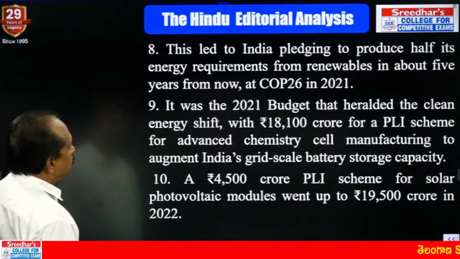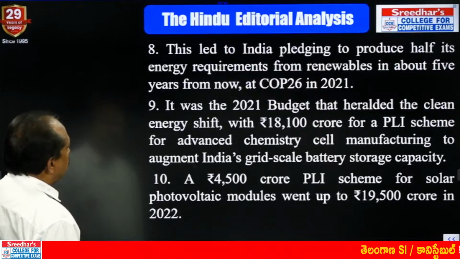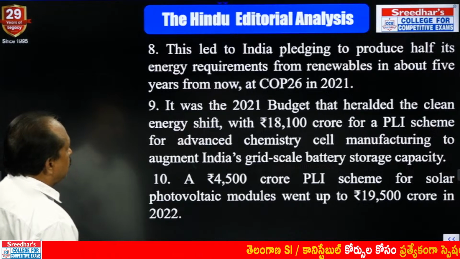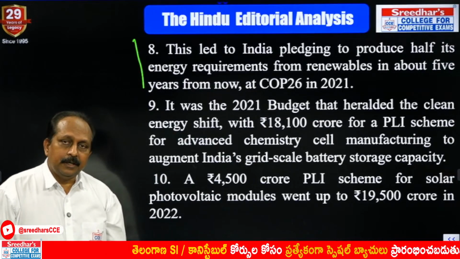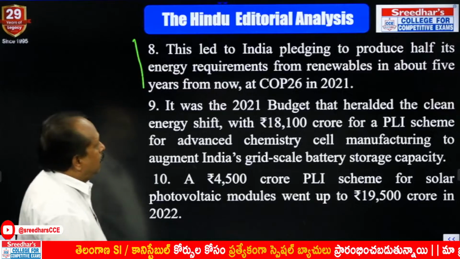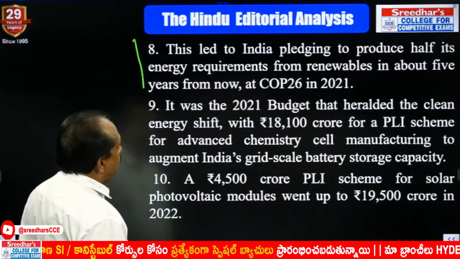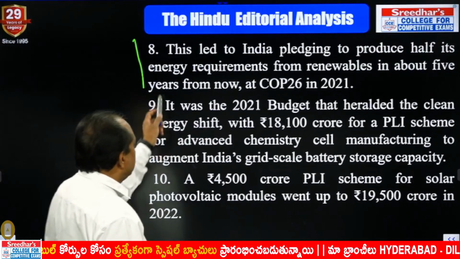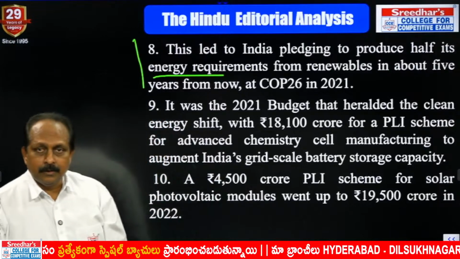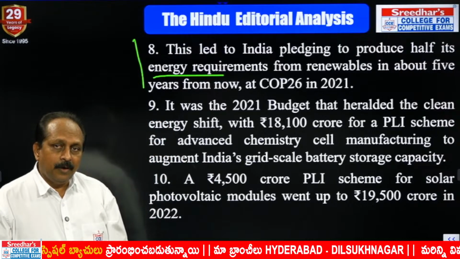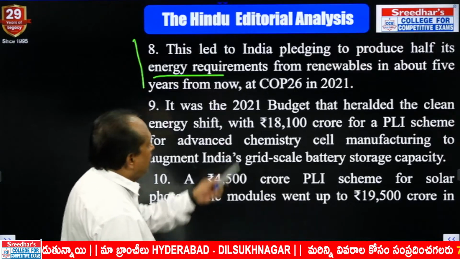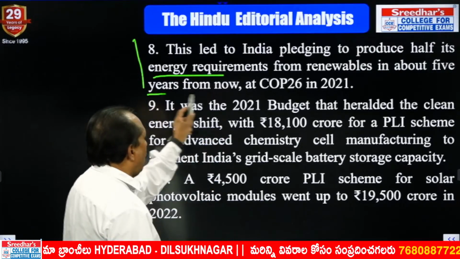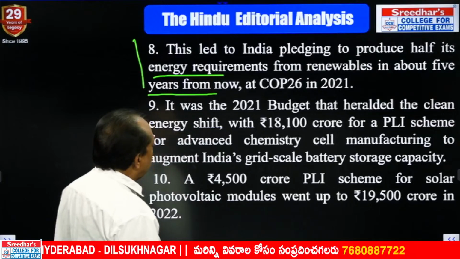This led to India pledging to produce half its energy requirements from renewables in about 5 years from now at COP26 in 2021. Based on this, India has taken a firm decision. What is it? This led to India pledging to produce half its energy requirements not from non-renewable sources of energy, but from renewable sources of energy. From renewables in about 5 years from now at COP26 2021.